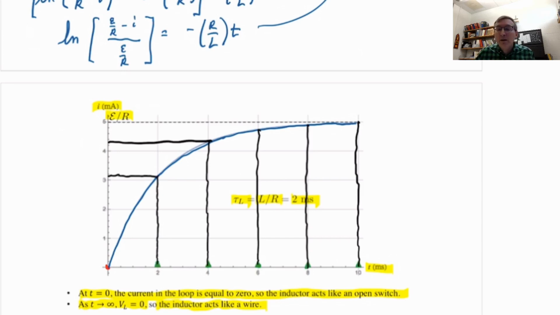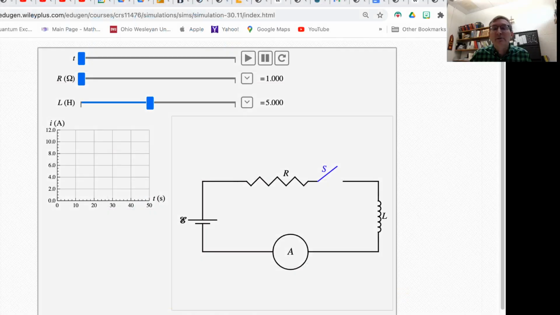Let me show you a Wiley Plus animation of an RL circuit. Battery with EMF E, resistor with resistance R, inductor with inductance L, and an ammeter that measures the current going around. I can set the resistance in ohms and the inductance in henries. You can see them there on the sliders. And all I have to do is run the animation. That will close the switch at time 0. The current will then initially be 0, and it will ramp up to its final value. And we'll see that on the plot. So let me run the animation.